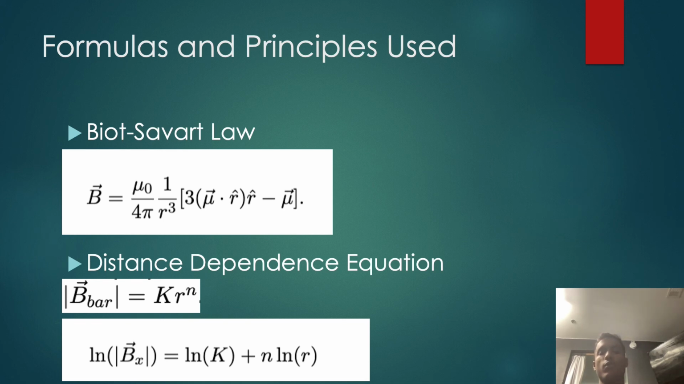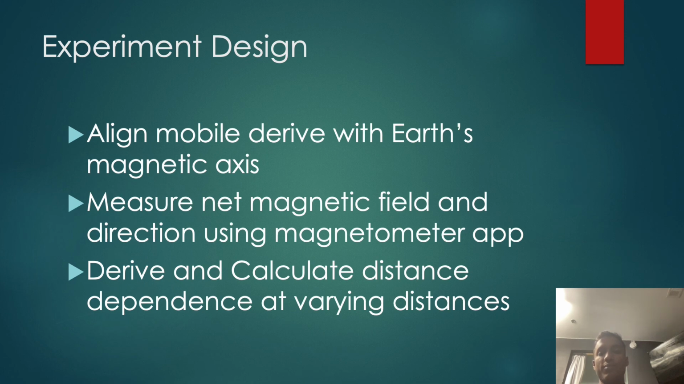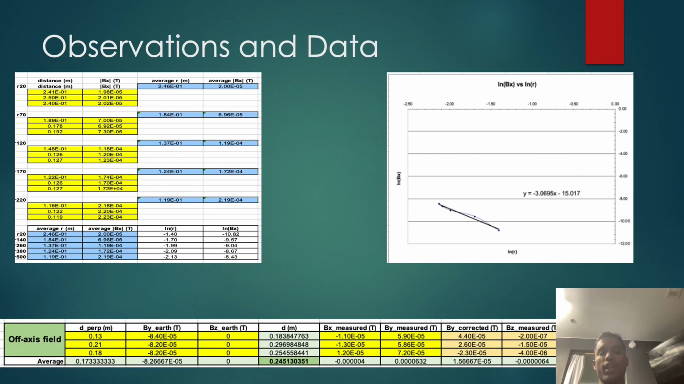our observations and recordings. To begin this experiment, I downloaded a magnetometer app to track the net magnetic field and the magnetic field direction in the X, Y, and Z directions. I then placed my phone so there was no other magnetic interference other than the Earth's magnetic field, and so that my phone was also aligned with Earth's magnetic north and south axes. Then I calculated the distance dependence at different distances from the bar magnet in order to determine a value for n. Here you can see the observations and data I got from my experiment.